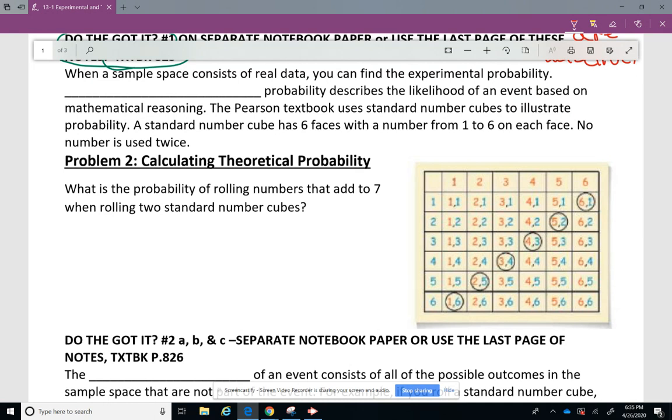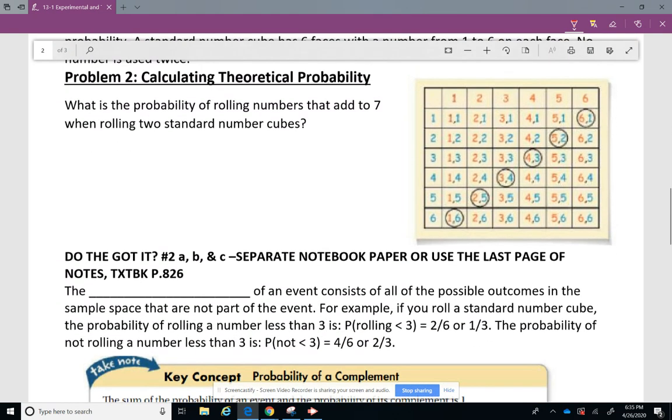All right. When a sample space consists of real data, you can find the experimental probability. Theoretical, make sure I'm spelling it right. Oops, I'm not spelling it right. Theoretical, sorry about that. Theoretical probability describes the likelihood of an event based on mathematical reasoning. The Pearson textbook uses standard number cubes to illustrate probability. A standard number cube has 6 faces with a number from 1 to 6 on each face. No number is used twice.